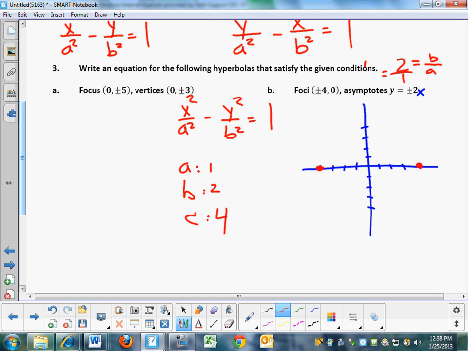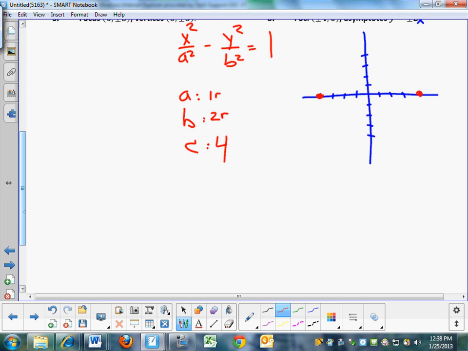You don't know if it's 2 over 1, 4 over 2, 7 over 3.5, 40 over 20. You don't know what the numbers are. You just know that the ratio is 2. So it's not a is 1 and b is 2. It's a is 1 times some number, we'll call it r, and b is 2 times that r. So, if I take 2r divided by 1r, I still get 2. So it works out for the asymptotes. We just don't know what that ratio is.